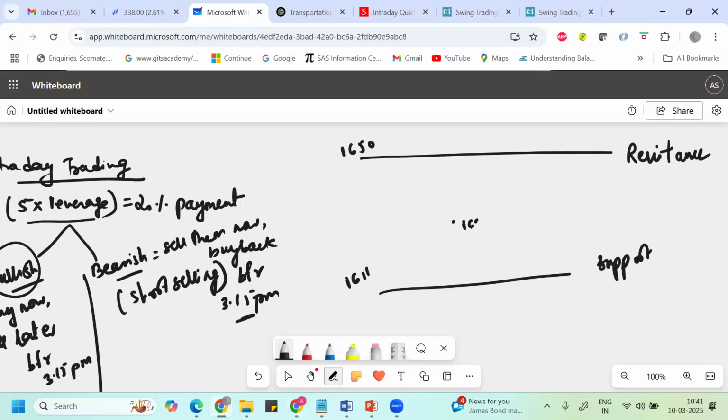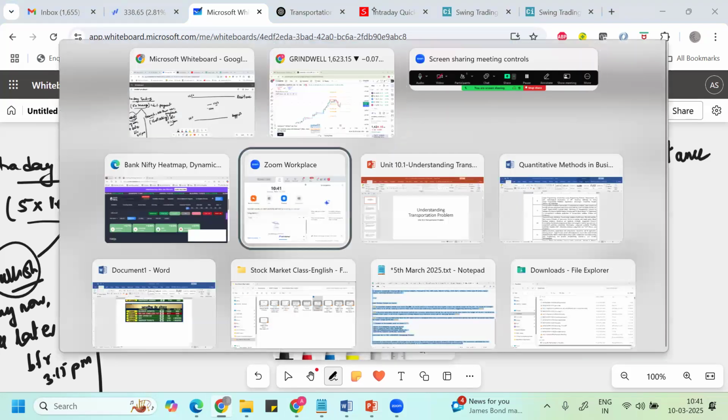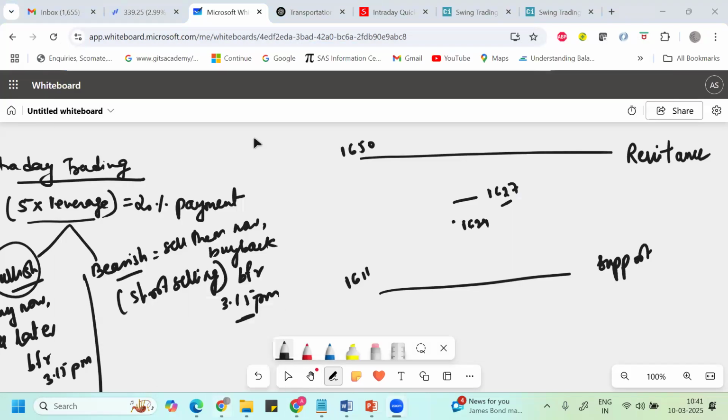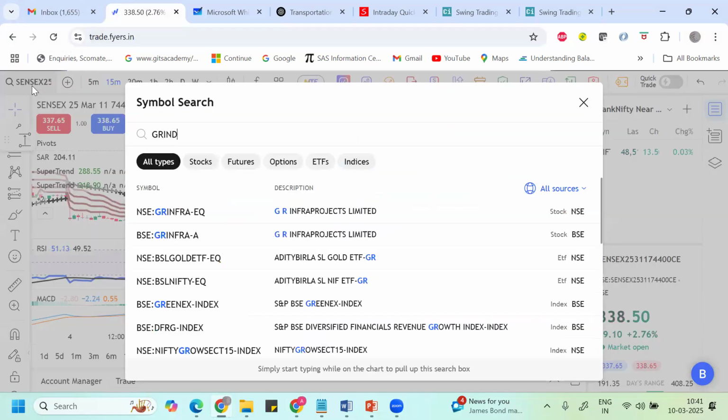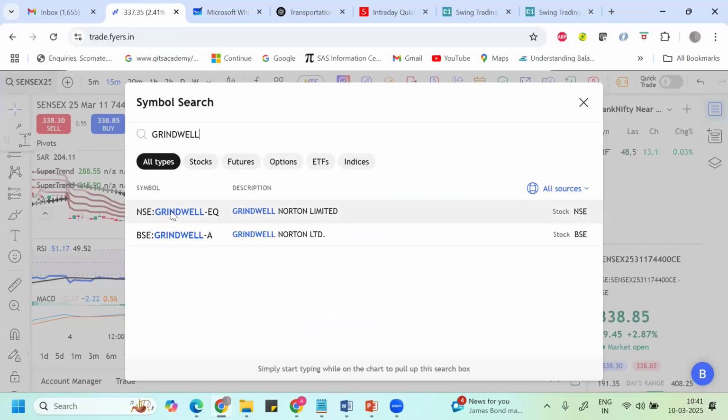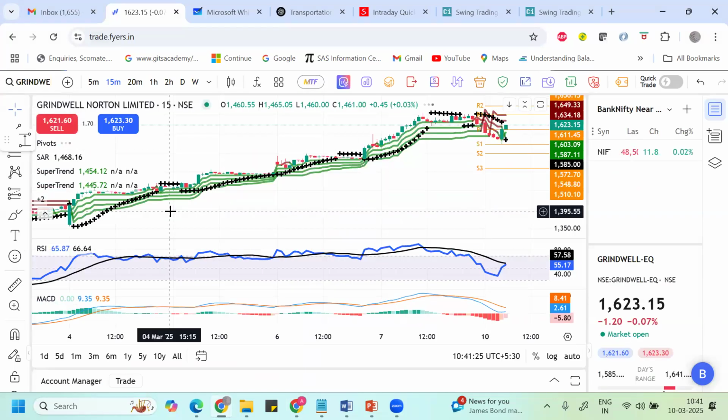So if it is around 1624, what you can do is select 1627, or you can select today's high. What was the high for today? You can select the high for today, and then go well. If I select here, what is the high? Okay, 1633 or 1644, you can buy the stock. Or you can buy at the current level.